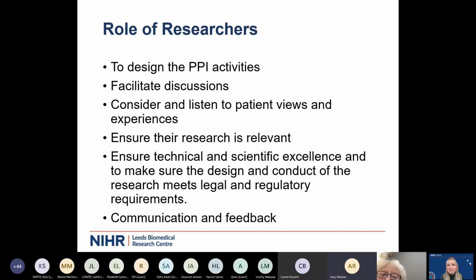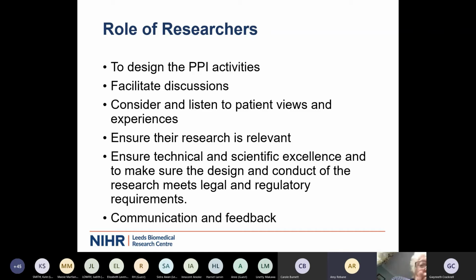So to start with, the role of researchers. Designing the patient and public involvement activities, for example, thinking about the questions that you want answering and the forum in which you want them answered. Once you're in that forum, facilitating the discussions, so making sure that the questions you want answering are answered, thinking about what prompts you're going to be giving people, and being mindful that that isn't leading.